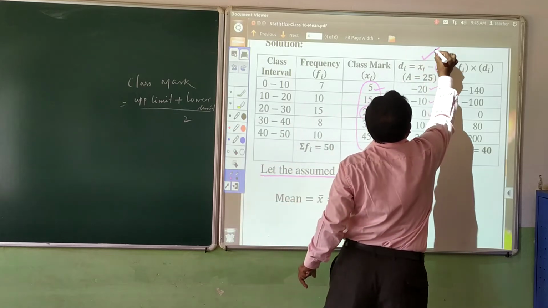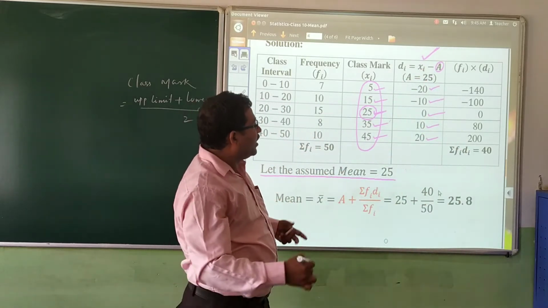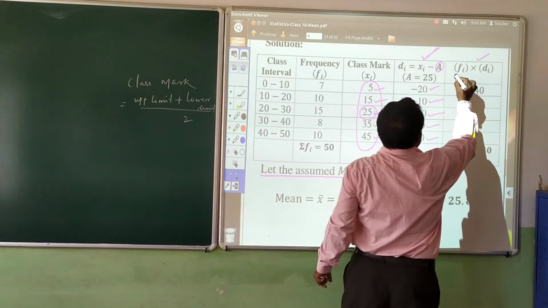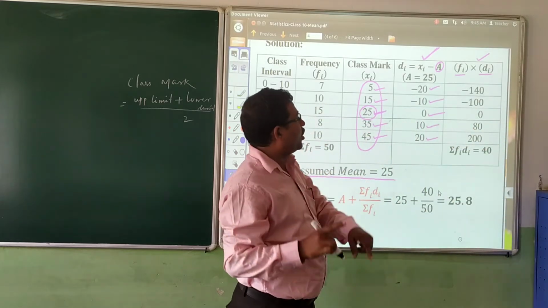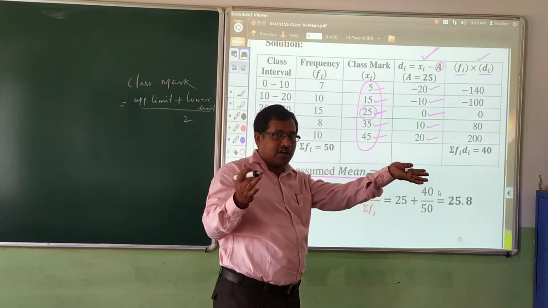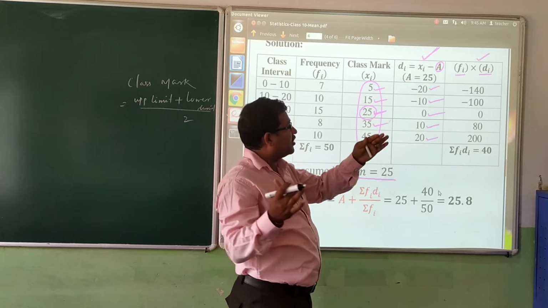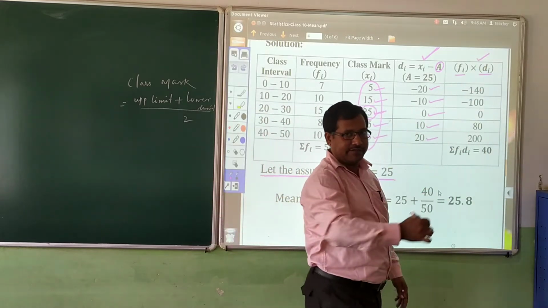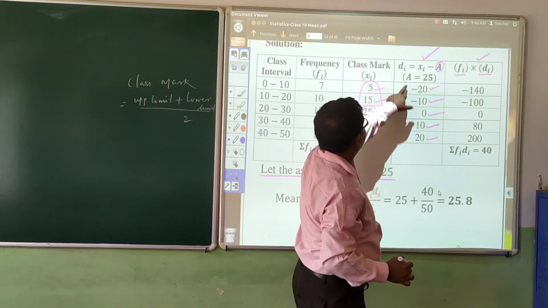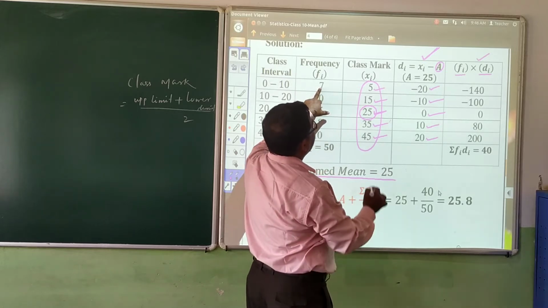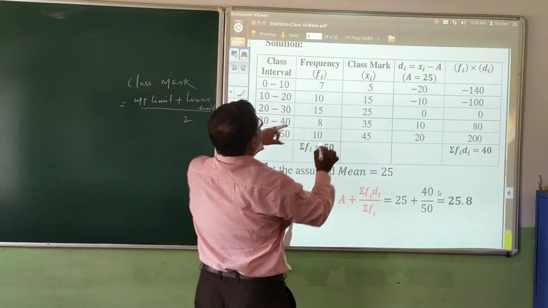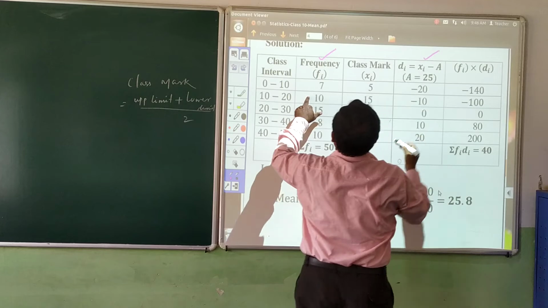I hope all of you have understood this column. This column is very important. Now look at the fifth column, a new column, fi di. You will have to find the product of fi and di. If you want to compare with what we have done in the direct method, in the direct method we found fi xi. Here we are going to find fi di. This is the column of di and this is the column of fi. Now we have to find the product of these two columns.